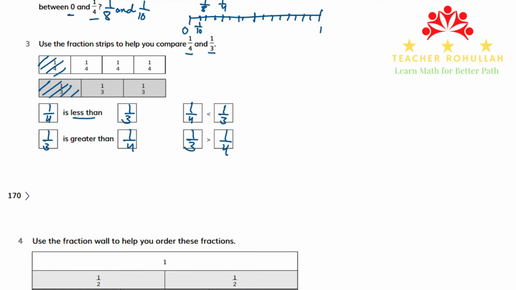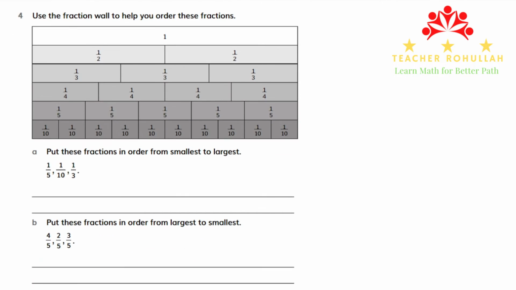Let me scroll down to move to question 4. In question 4 it says, use the fraction wall to help you order these fractions. This is the fraction wall. The top row is showing one whole of the strip, and then it's cut into halves. On two sides we have 1/2 and 1/2, and then it's cut into thirds. We have 1/3, 1/3, and 1/3, and it's getting smaller and smaller until we reach 1/10.